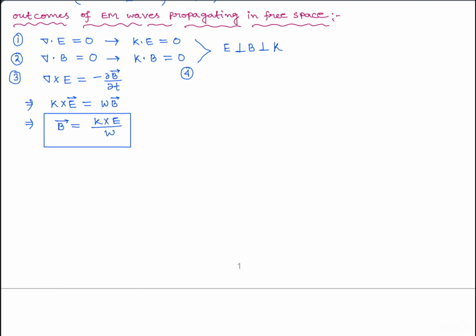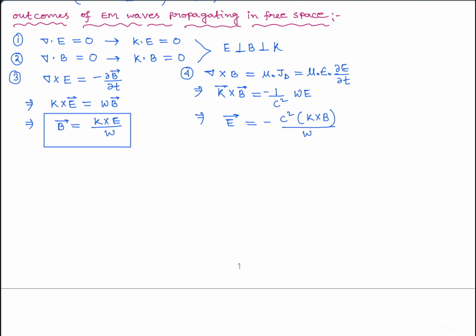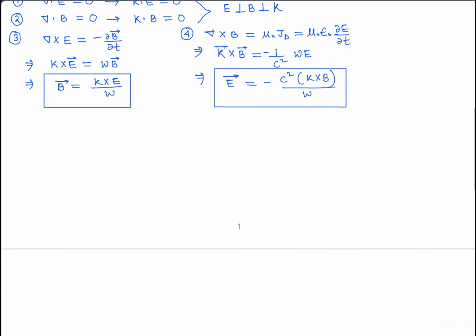Now from the fourth Maxwell equation, we know grad cross B equal to mu 0 J D, which is equal to mu 0 epsilon 0 del E del t. From this we get k cross B equal to minus omega E by c square, which implies E equal to c square into k cross B by omega. This is also an important formula, which is used to find the electric field from the magnetic field.